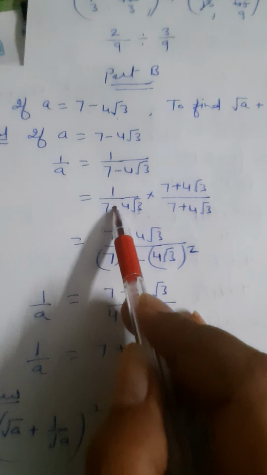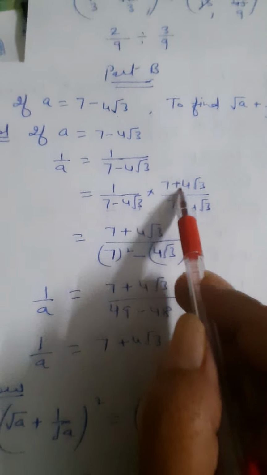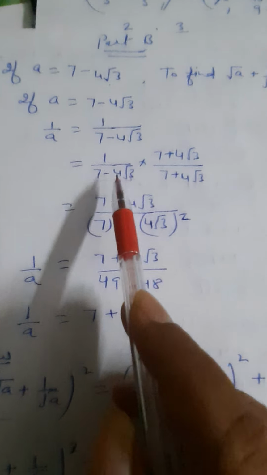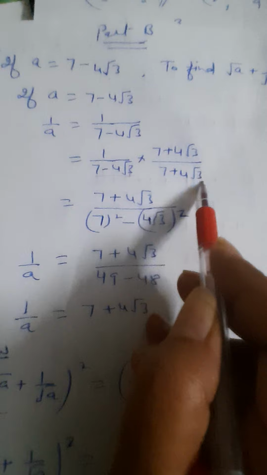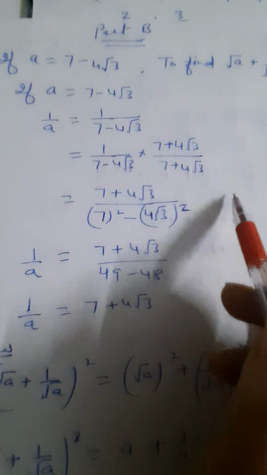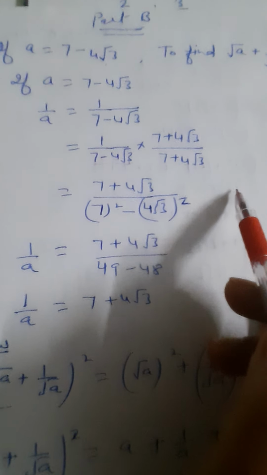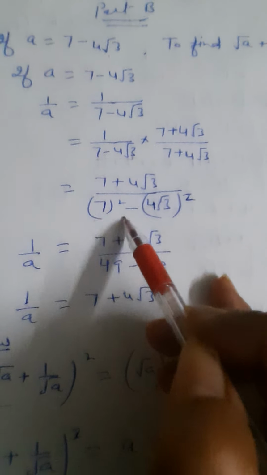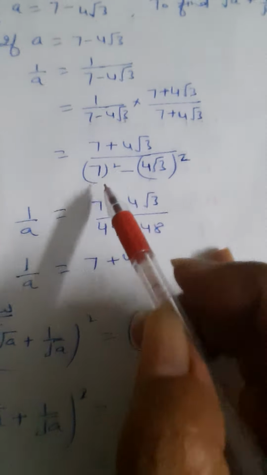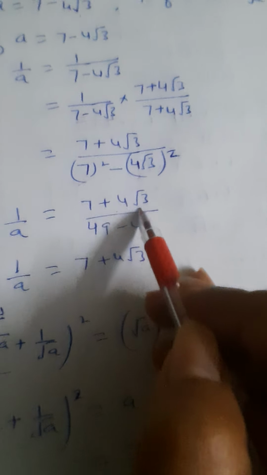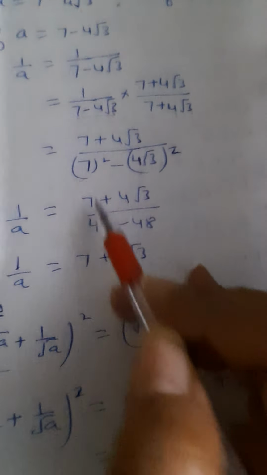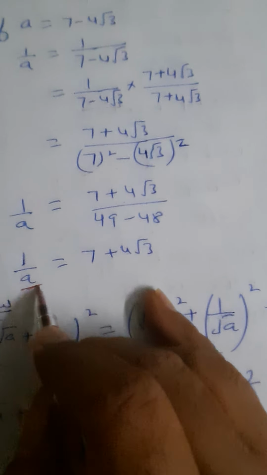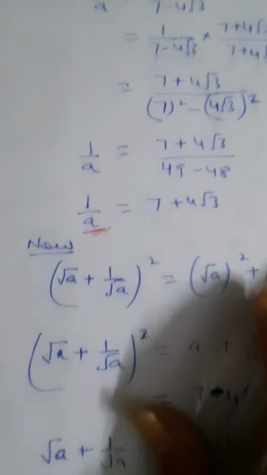Same notice कि note down कि minus को I have turned into plus. Numerator into numerator I have done. Again a minus b, a plus b. I am not writing all reasons why. This I am telling you people, and you please take care of it. So a square minus b square, identity I have put. So in numerator 7 plus 4 root 3 like this only, and in denominator 49 minus 48. So that means my 1 by a value is 7 plus 4 root 3.